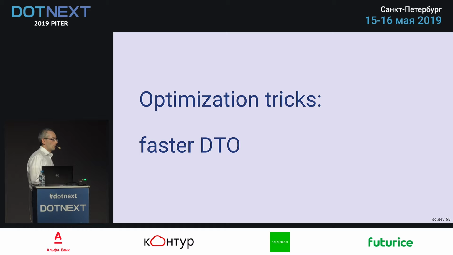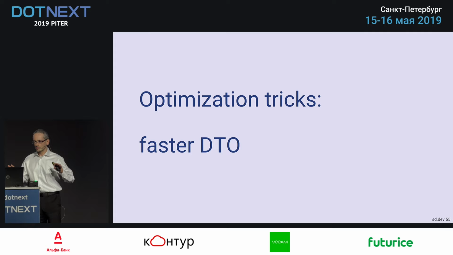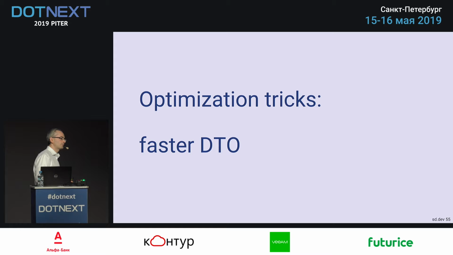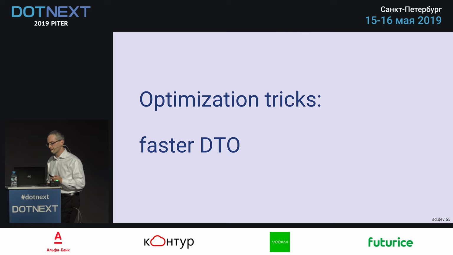So let me switch gears a little bit. So far we've talked a lot about concepts which were a bit high level and theoretical. So let me share some maybe low level, more practical optimization tricks with you that I had to use in order to optimize tiny ORM. So the first trick that I thought it would be interesting to share with you is how I built a faster DTO in tiny ORM.